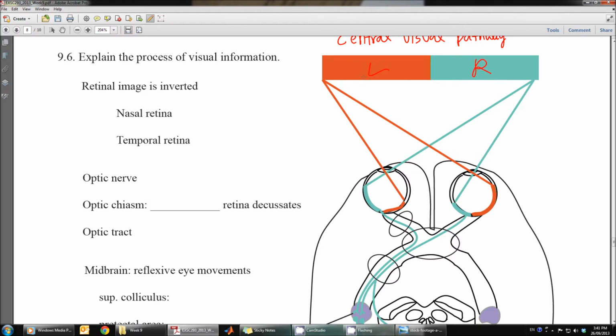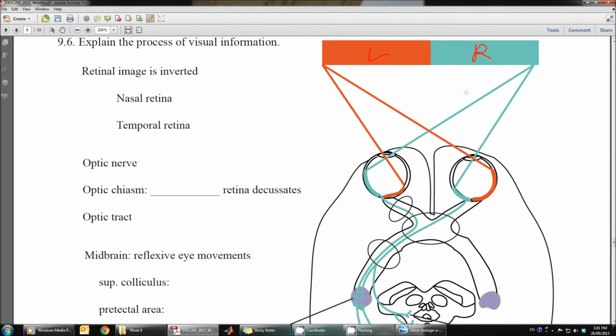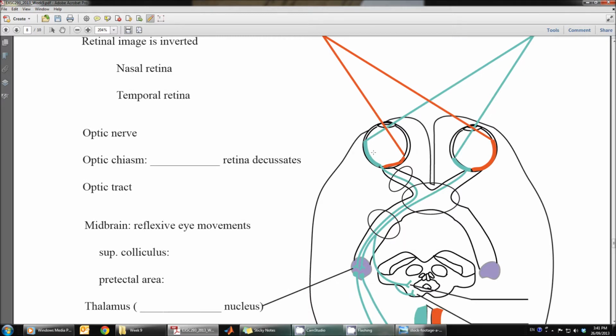the orange wall on the left and blue wall on the right. I should say green wall on the right. And this information will travel through the pupil and retina.